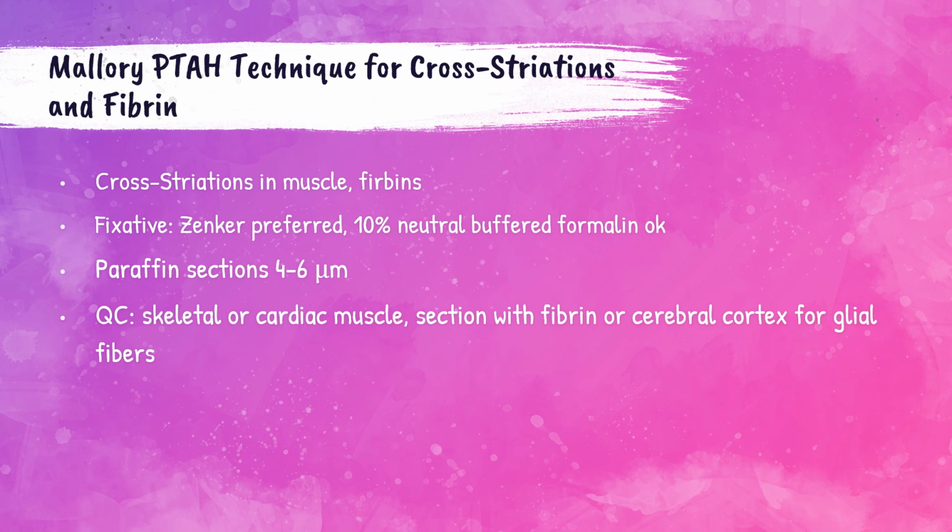Quality control tissues for the Mallory PTAH technique are skeletal muscle or cardiac muscle for the demonstration of cross striations. Any tissue that has fibrin can be used as a control for fibrin demonstration, and a cerebral cortex tissue can be used as a quality control if the demonstration of glial fibers is needed. So glial cells are cells that help support neurons within the central nervous system.